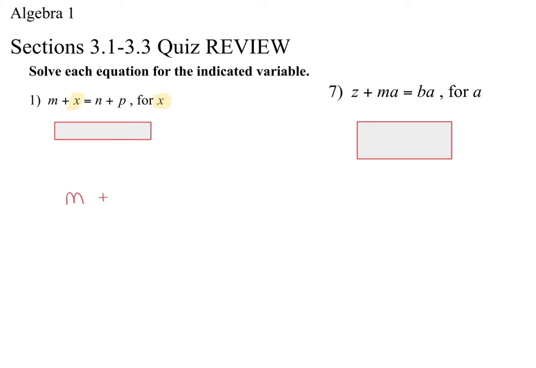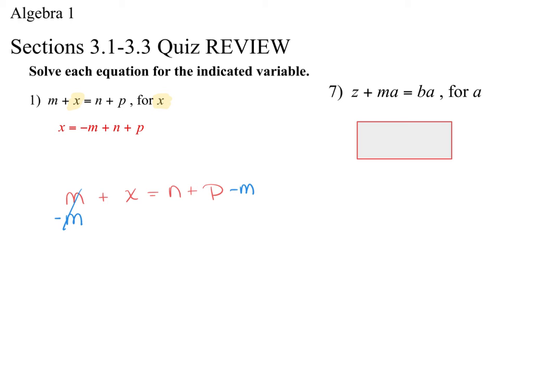So we have m plus x equals n plus p. I want to get rid of this m. To get rid of it, it's just being added or subtracted, right? So in this case, we want to subtract. It zeroes out. We need to subtract it on this side, and that's actually your answer. X is going to equal n plus p minus m.